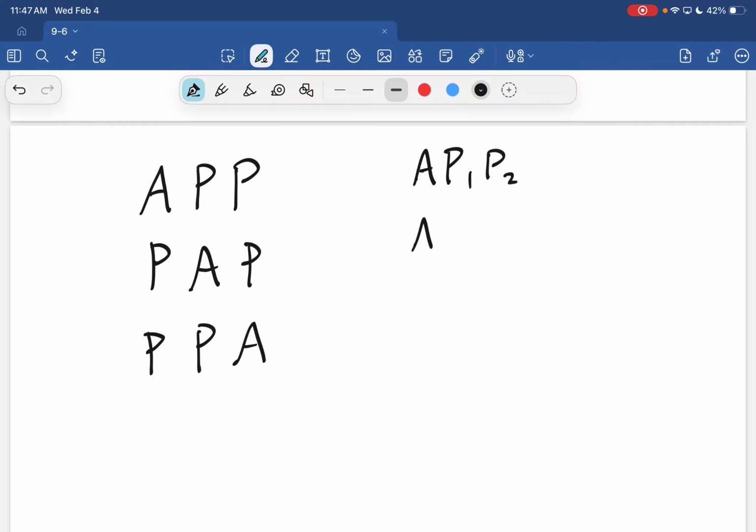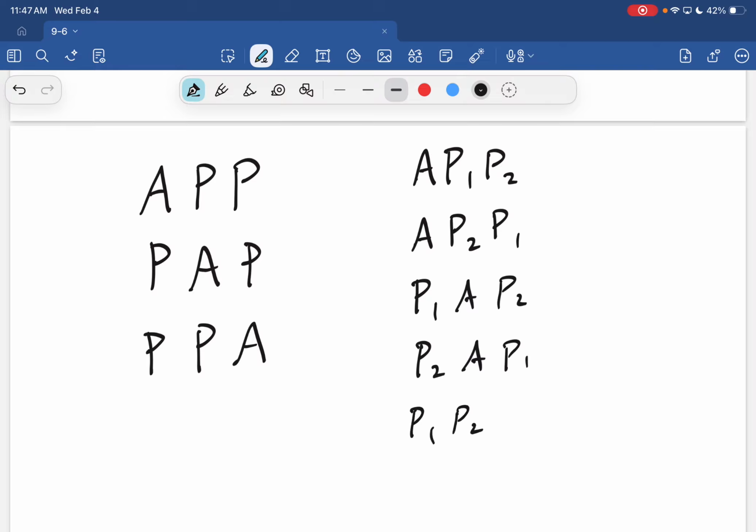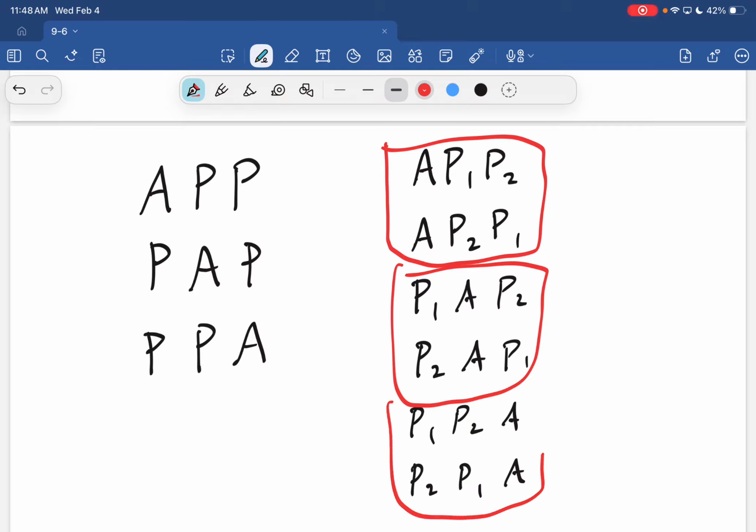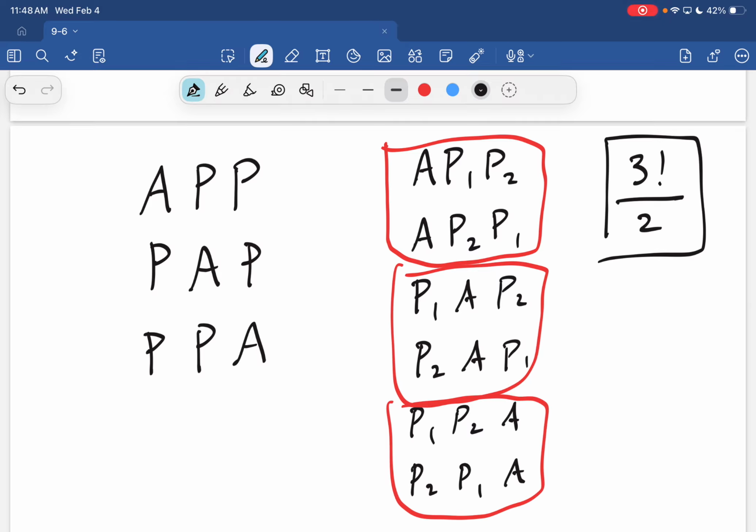The reason is because we would have A, P1, P2, but we would also have A, P2, P1. And similarly, we would have P1, A, P2, but that would also give us P2, A, P1. And then P1, P2, A, and P2, P1, A. But as you can notice, if we make the P's identical, we're going to overcount by a factor of 2, because these are not unique orderings if the P's are identical. So the answer is actually going to be 3 factorial divided by 2 this time.